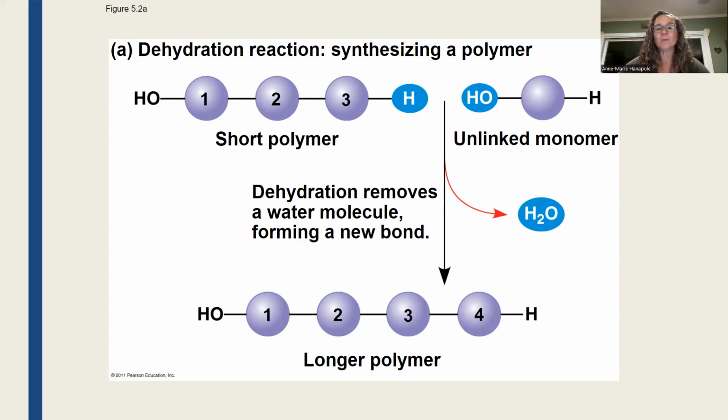And so that's why with dehydration synthesis, we have to remove this hydrogen and we have to remove this OH group so that this molecule here can bond to this molecule here. So this OH and this hydrogen break off and form a water molecule, and then this molecule bonds to this molecule. So number 3 bonds to the new one coming in, and it forms a new covalent bond.